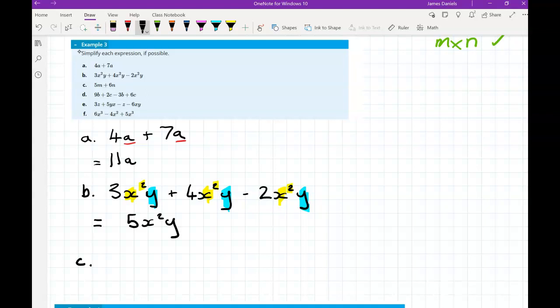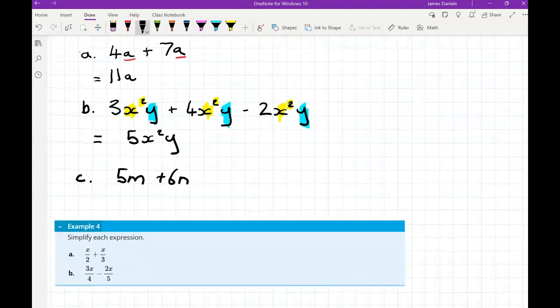All right, question C. 5m plus 6n. Do we have the same pronumeral? We don't, therefore that is as far as you can go. We cannot add and subtract them together.